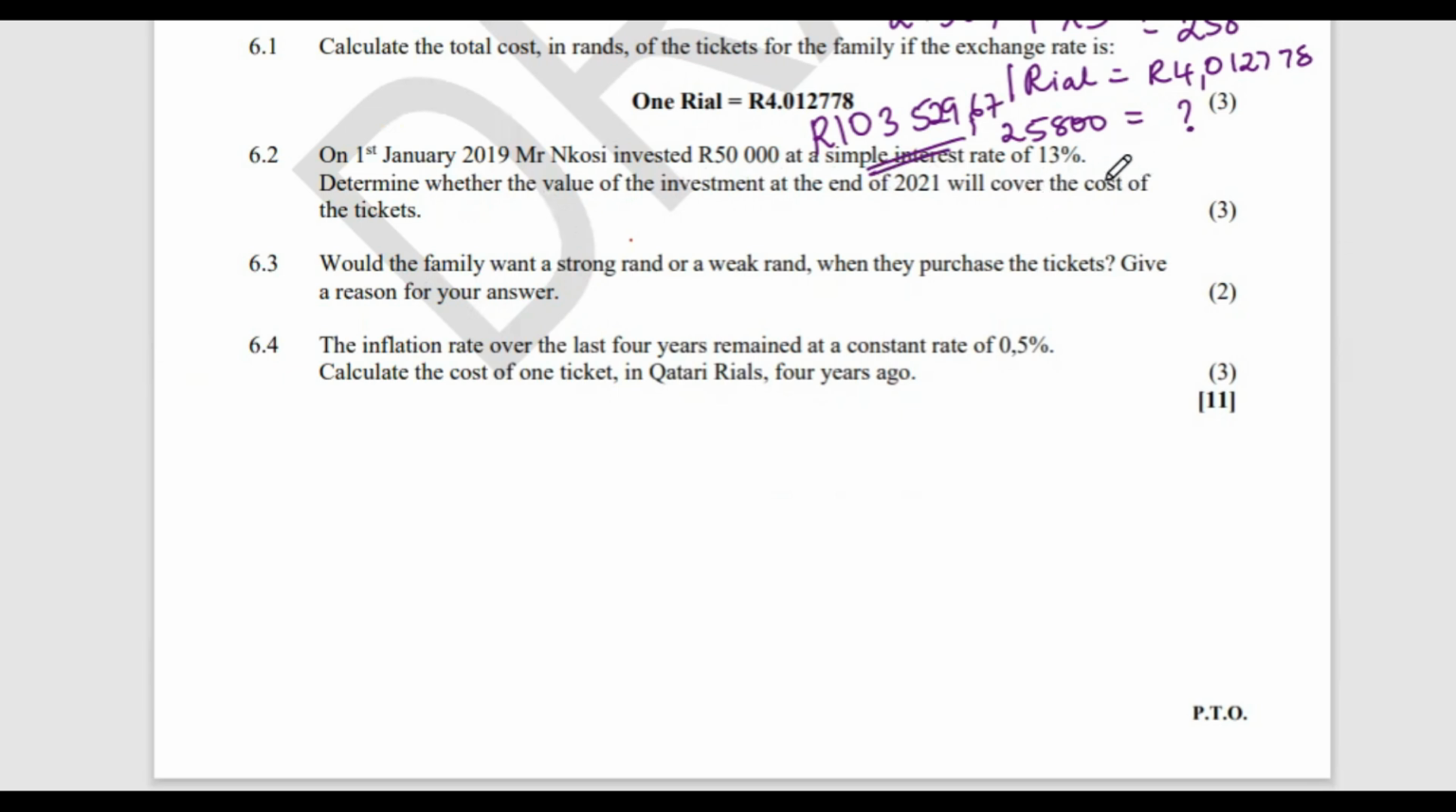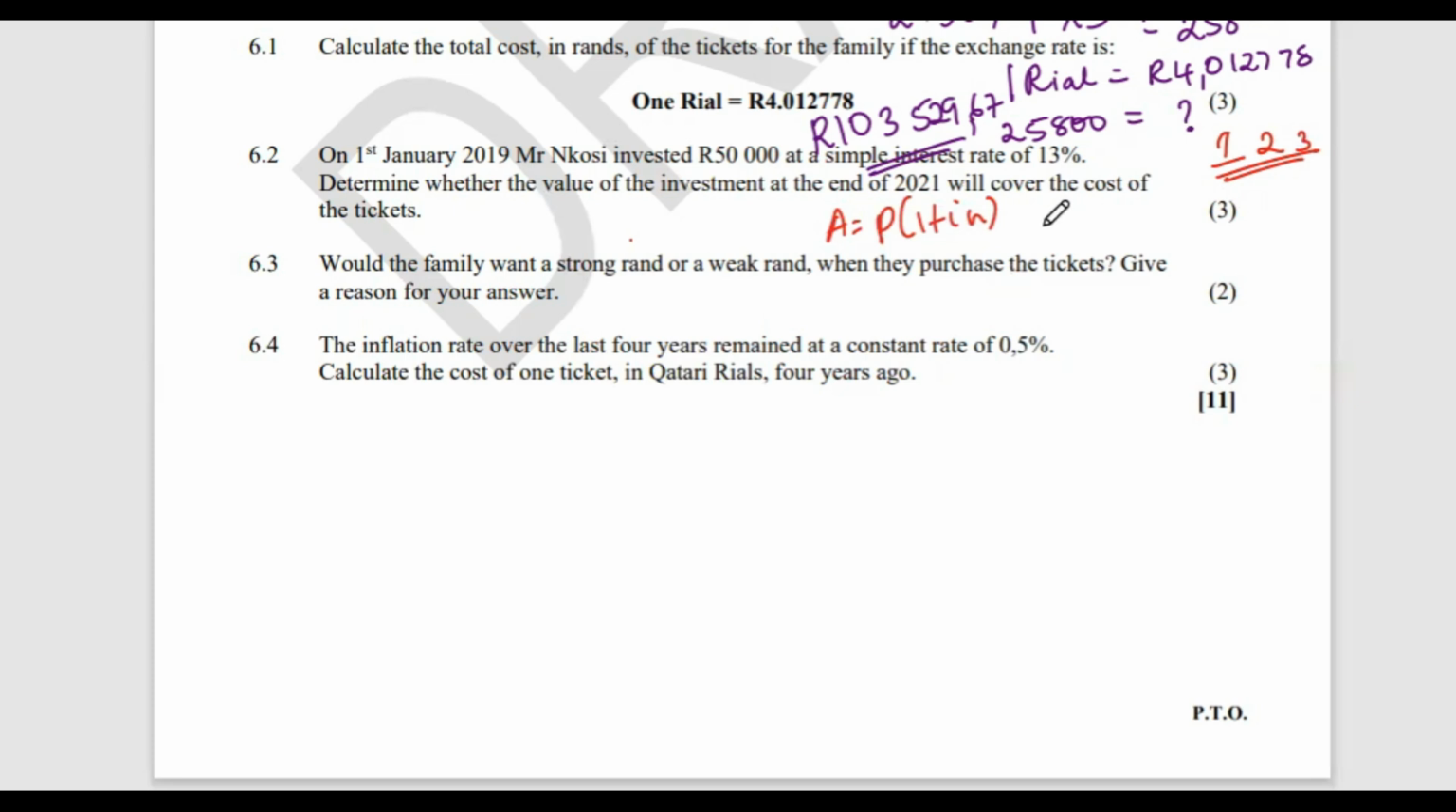So we look at the whole of 2019 as 1 year, the whole of 2020 as another year, 2021 as the 3rd year. So in other words, we're investing the money for 3 years. So A is equal to P into 1 plus in.